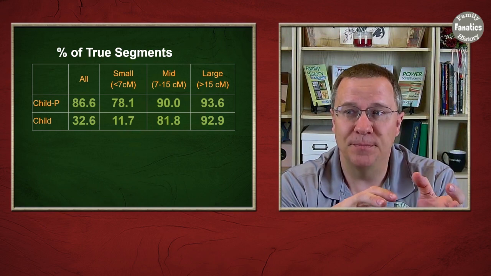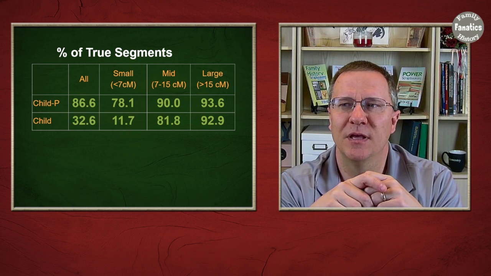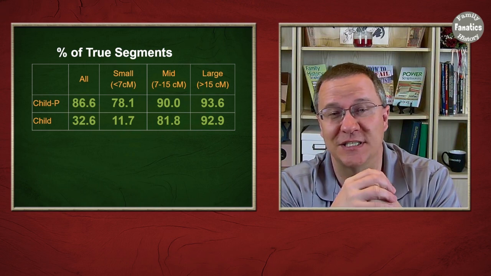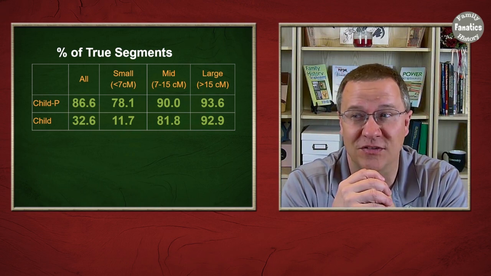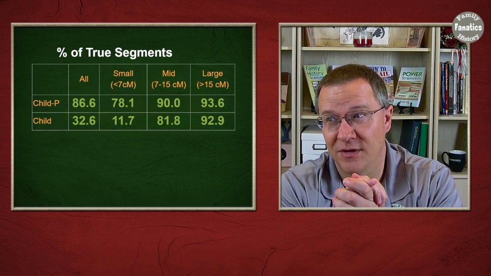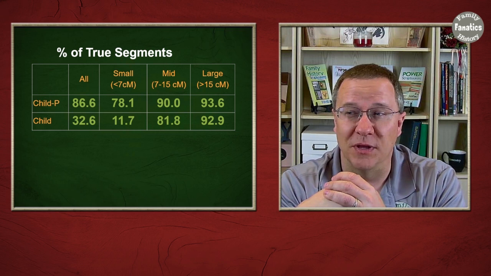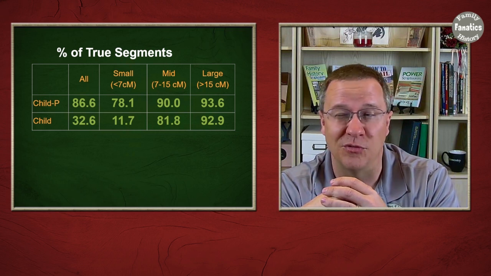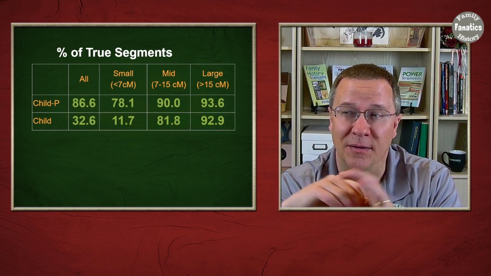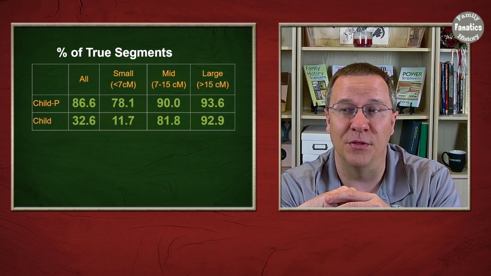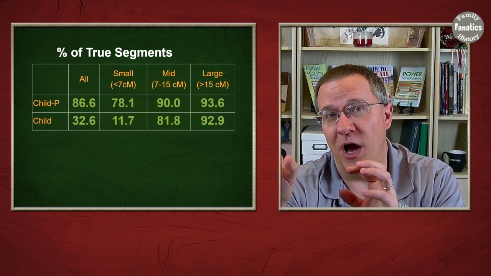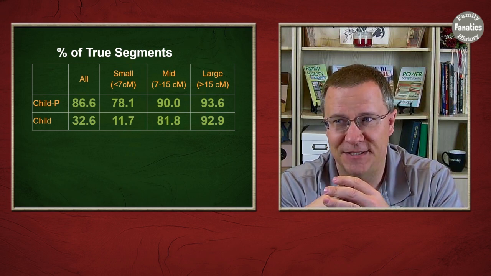With the child, so the unphased data, overall it was only 32%, and that is mainly because, if you'll notice, of the small segments, the less than 7 centimorgans, only 11% were found to be true segments. The mid segments were a little bit less than what the phased had. It was only 81% compared to 90%. And the large segments were about the same, just around 93% found to be true segments. So I can already see the value of using phased data in this case.